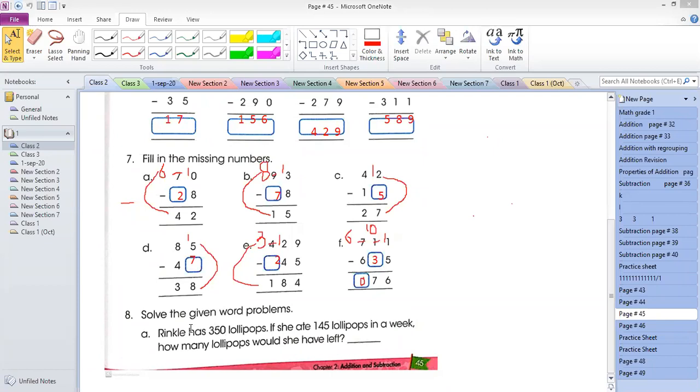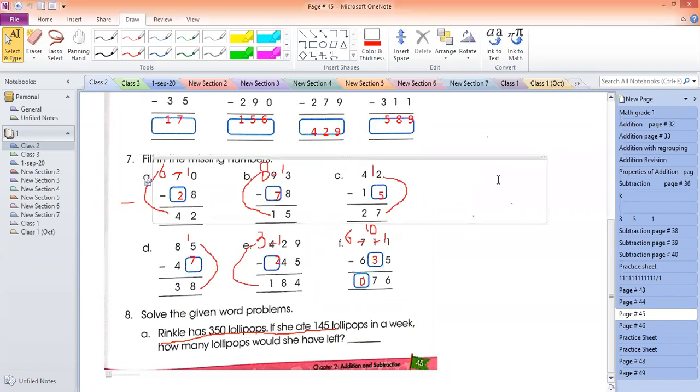It says Wrinkle has 350 lollipops. If she ate 145 lollipops in a week, how many lollipops would she have left? Wrinkle has a total of 350 lollipops, and if she ate 145 lollipops, how many lollipops would she have left?